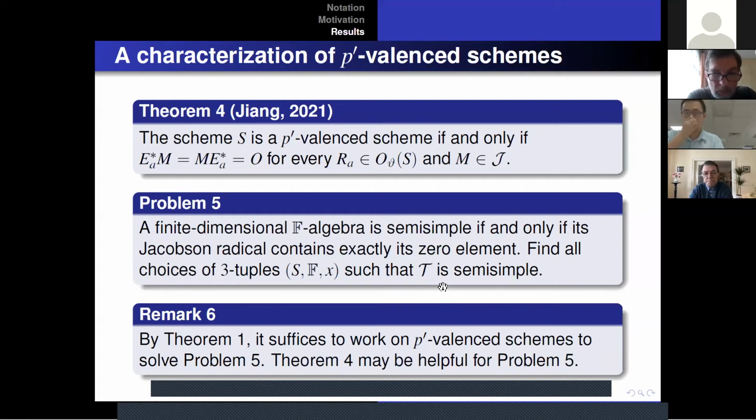Remark 6. By theorem 1, it is sufficient to work on p-prime valence schemes to solve problem 5. So if you want to consider problem 5, we only consider p-prime valence schemes. And theorem 4 may be helpful for problem 5, because it gives a property for the Jacobson radicals of modular Terwilliger algebras of p-prime valence schemes.